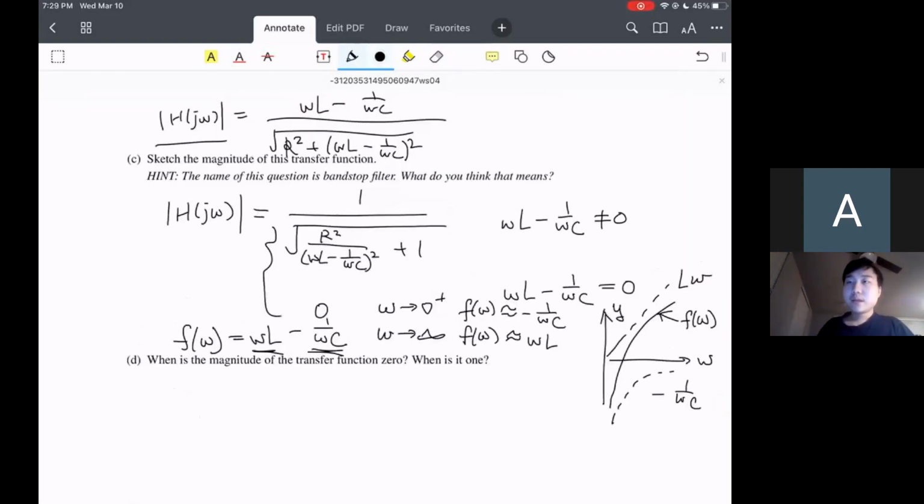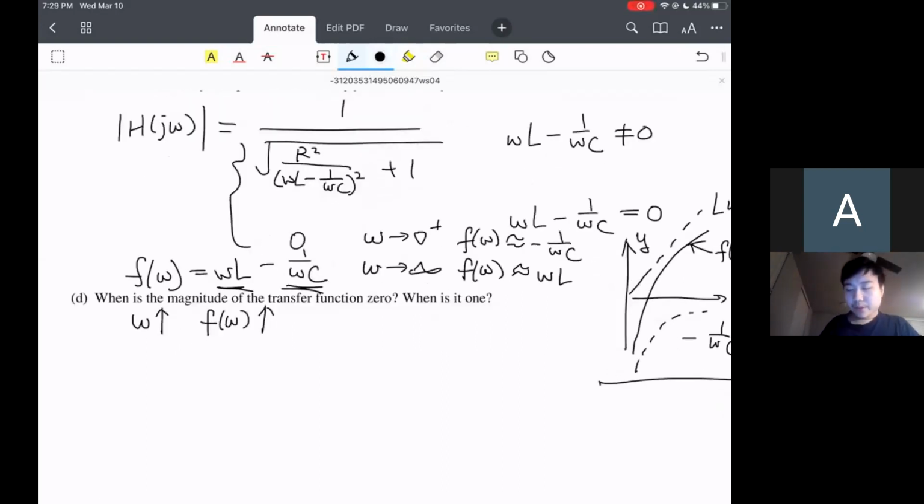Now we want to consider how the magnitude of the transfer function is going to change as omega increases. So if omega increases, we can see from this diagram on the right that f of omega is going to be increasing.